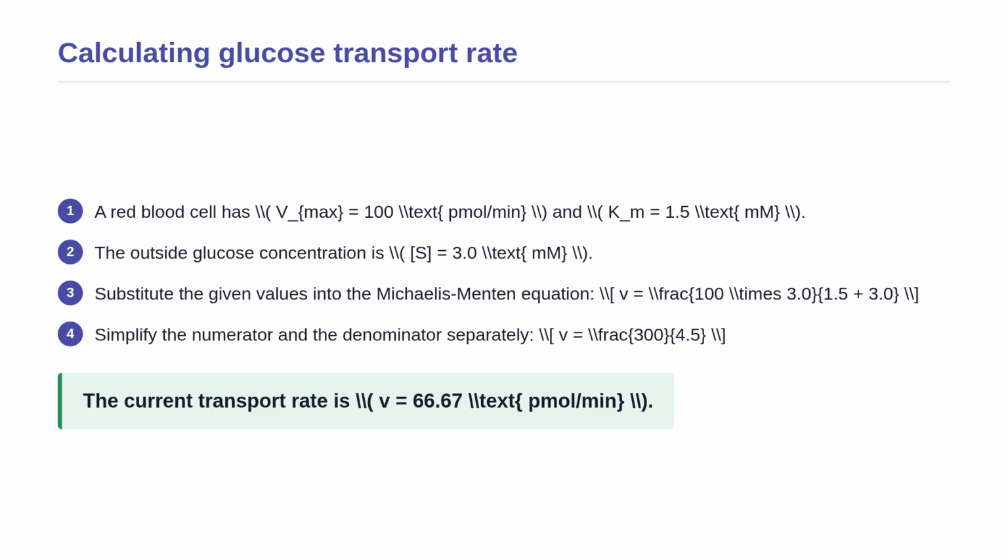We start by substituting our known values into the Michaelis-Menten equation. In the numerator, we multiply 100 by 3.0 to get 300. In the denominator, we add 1.5 and 3.0 to get 4.5. Dividing 300 by 4.5 gives us our final answer of 66.67 picomoles per minute. Physically, this means the transporters are working at about 2/3 of their absolute maximum capacity.